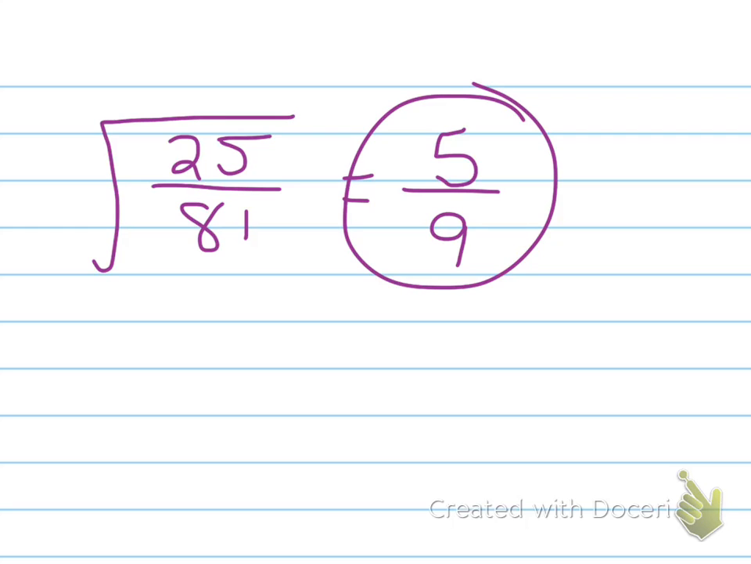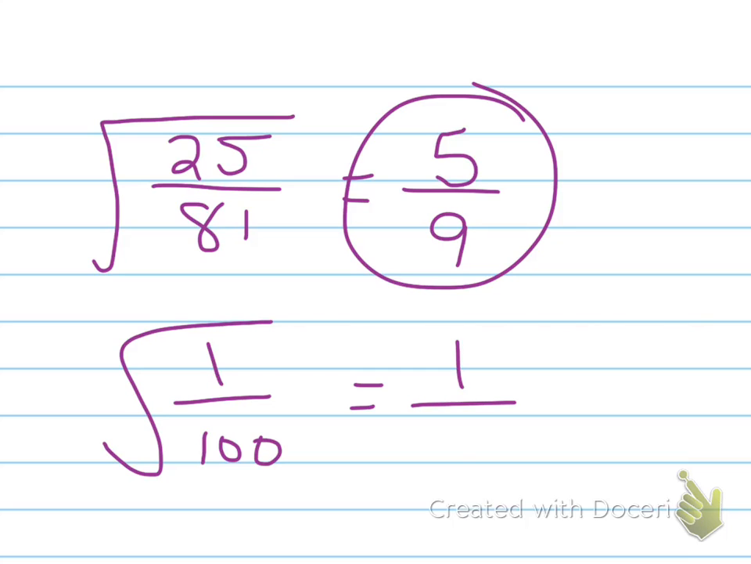Just take the square root of the numerator and the square root of the denominator, and you're done. Okay? That's no big deal. And now, yeah, that works too. I could have done lots of them that way. I can do 1 over 100. What's the square root of 1? 1. Very good. Square root of 100? 10. Okay, that's not hard at all.